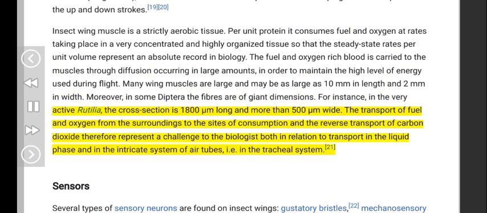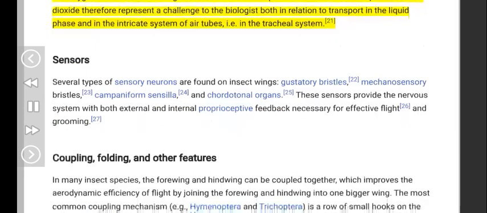The transport of fuel and oxygen from the surroundings to the sites of consumption and the reverse transport of carbon dioxide therefore represent a challenge to the biologist, both in relation to transport in the liquid phase and in the intricate system of air tubes, i.e. in the tracheal system.